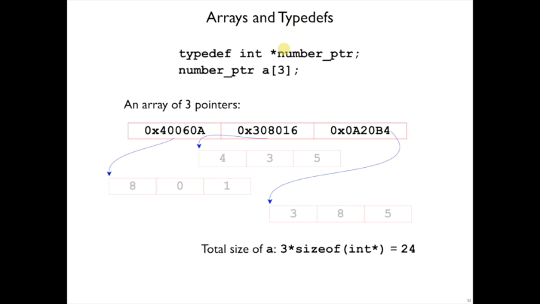If in contrast I have an array of number pointers, that means I'm going to have room in memory for 3 pointer values. Each of those pointer values should point to integers. Right? Each element of this array is an int star, so it points off to an integer, which might actually be an array of 3 integers or 2 integers. We don't really know from this type. The total size of memory then is going to be 3 times size of number pointer, which is 8. So that's going to be 24 bytes created by this declaration of A.